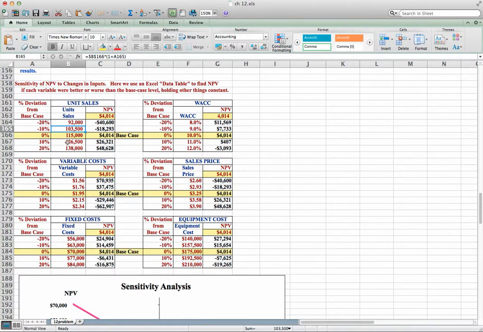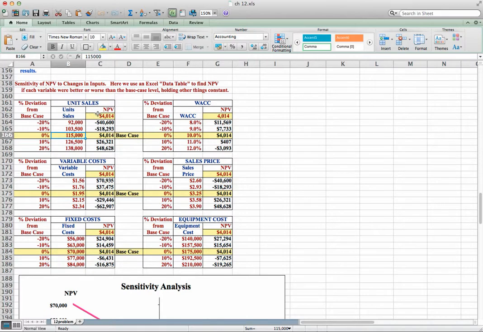So what the manager wants to know is, what if our sales are 10% less, 20% less, 10% more, 20% more? If our sales are that, what will our NPV be? How will that affect our NPV? In other words, how sensitive is our NPV to the unit sales?